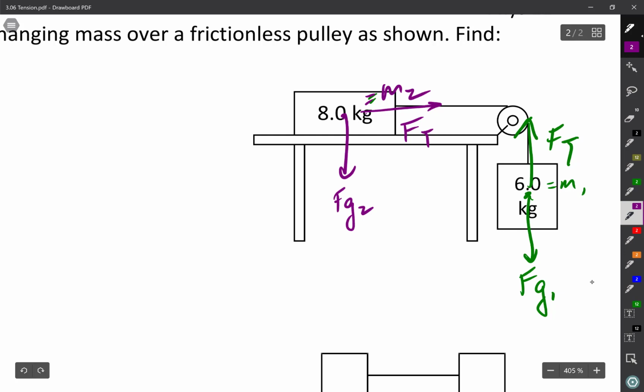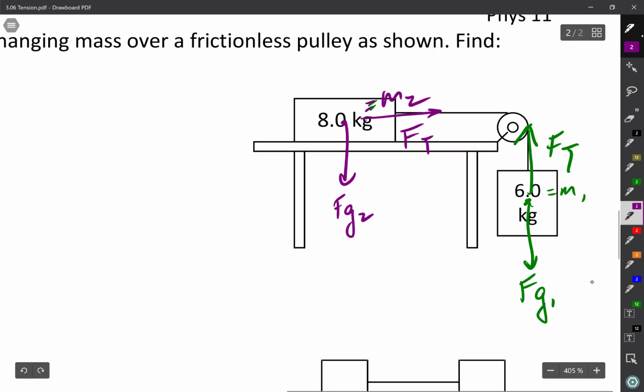Now notice, again, like before, the tension forces always start from the object, from each end, and point towards the center of the string. And they're equal and opposite in direction, along the line of acceleration.